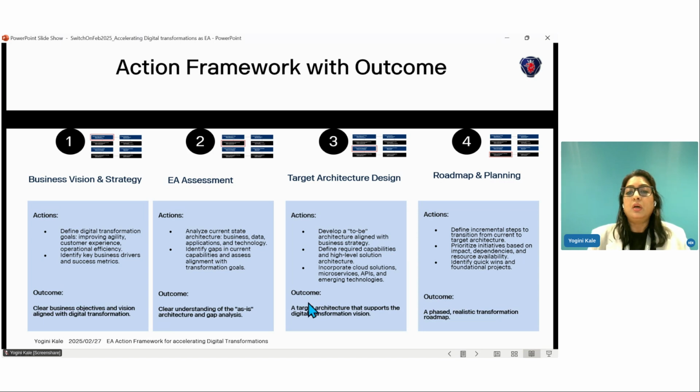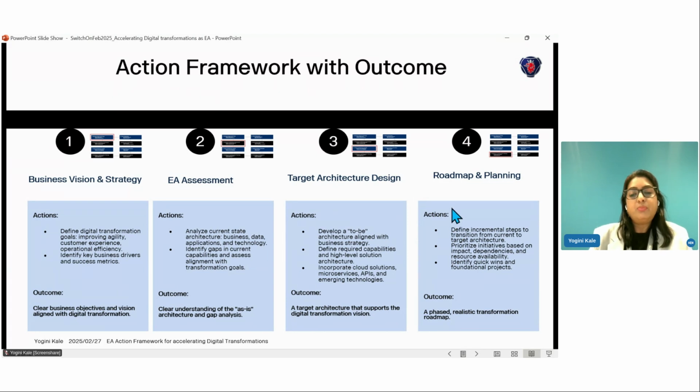And of course, this could include considering new technologies, APIs, cloud solutions, any innovation solutions that would be critical for the transformation initiative. And an outcome of this would be a clear target architecture that supports the digital transformation vision.